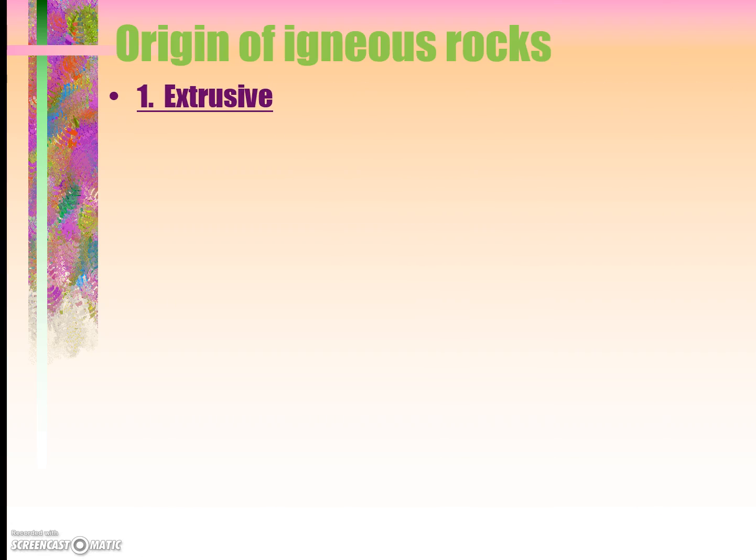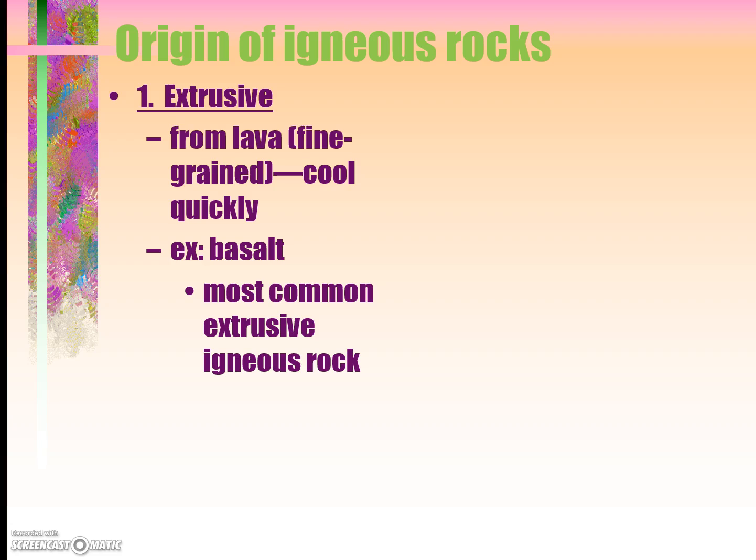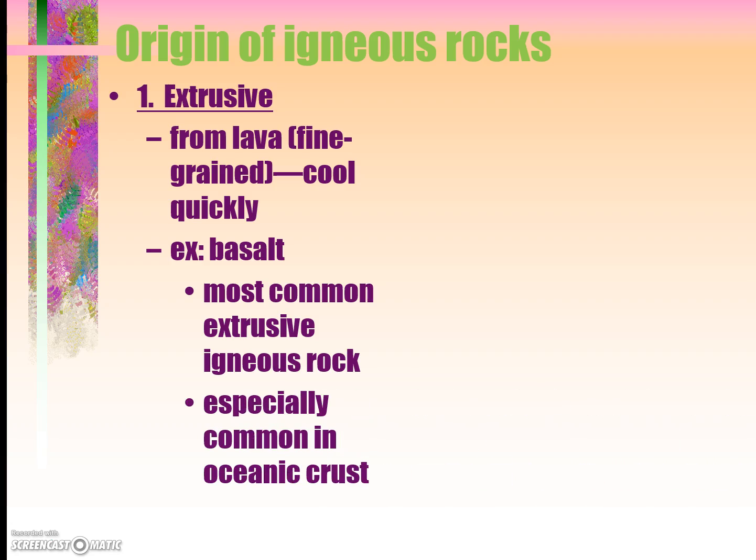Alright, so the different types of igneous rocks, the first one is called extrusive, and this is from lava, which is on the outside of a volcano, and they are fine-grained because they cool very quickly, so you can't see the mixture of minerals in there. An example is basalt, and this is the most common extrusive igneous rock. This type of rock, basalt, is especially common in oceanic crust, which is important for you to know when we start talking about plate tectonics and how those form and collide and kind of run into each other.